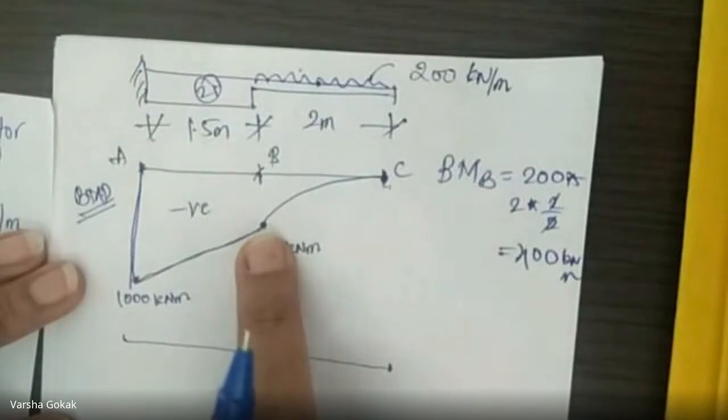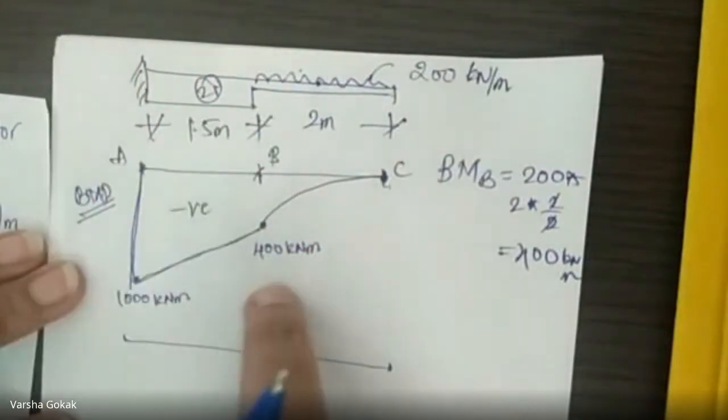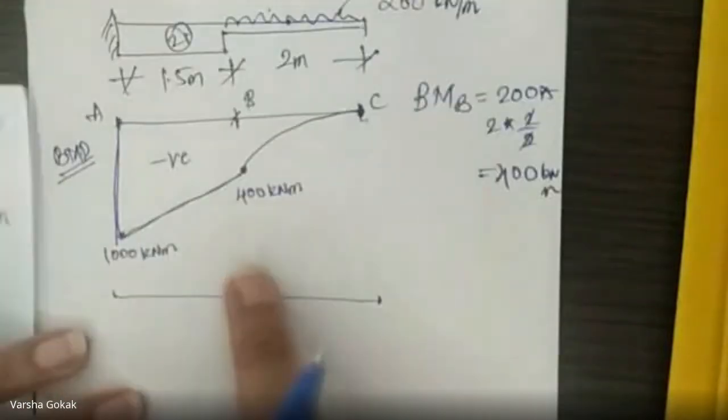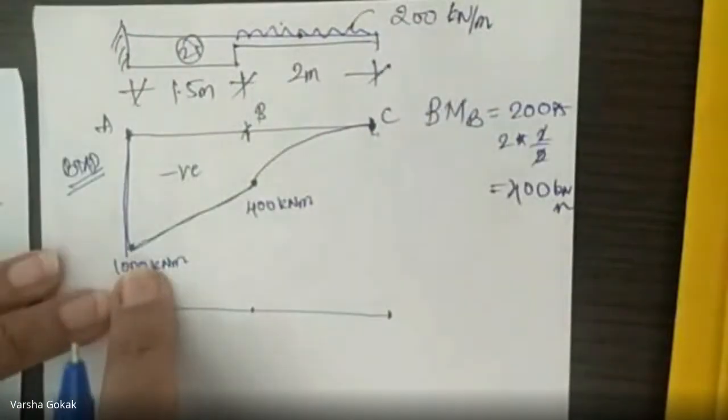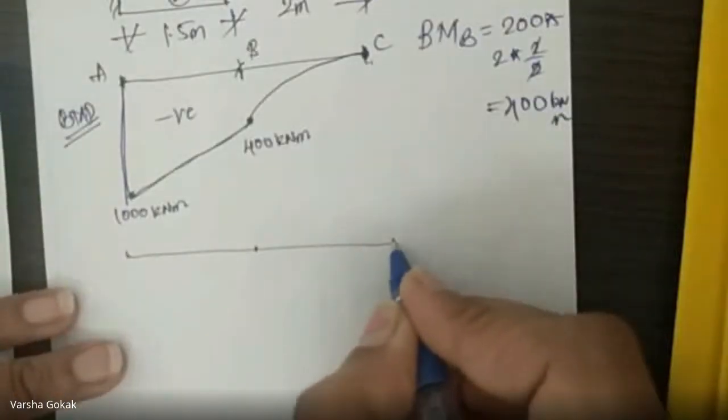Here only there is deflecting. I becomes 2. So M is 400 divided by 2I, that means 200. So it will go on top. So I'll show you how. And then here 1000 divided by 2, that is 500. So in the M by EI diagram, here it is 0 only.